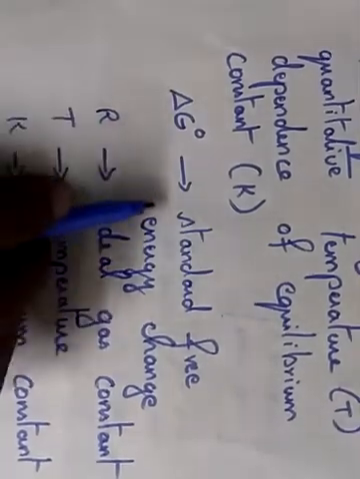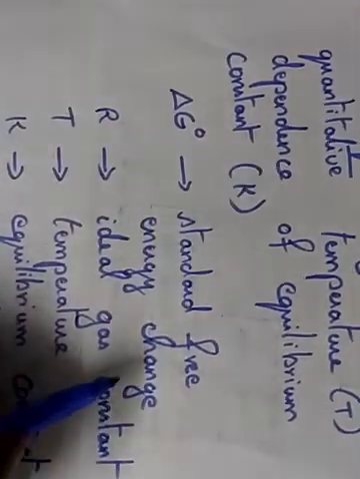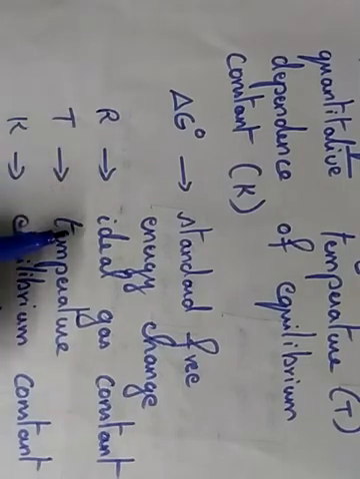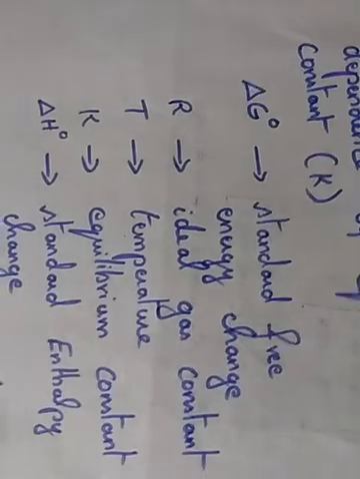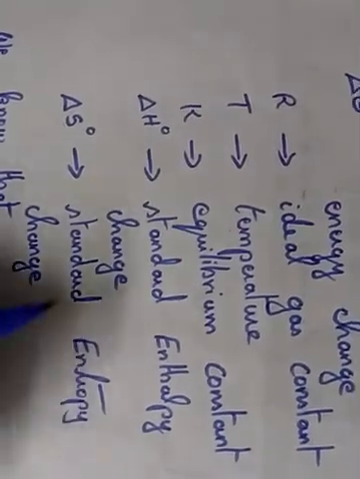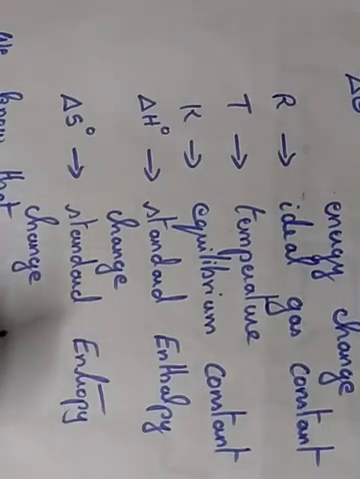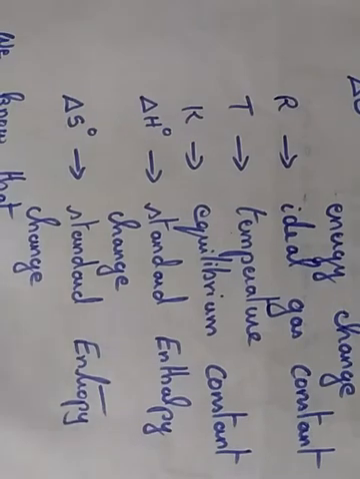Del G naught is the standard free energy change. R is the ideal gas constant. T is temperature. K is the equilibrium constant. Del H naught is the standard enthalpy change. Del S naught is the standard entropy change.